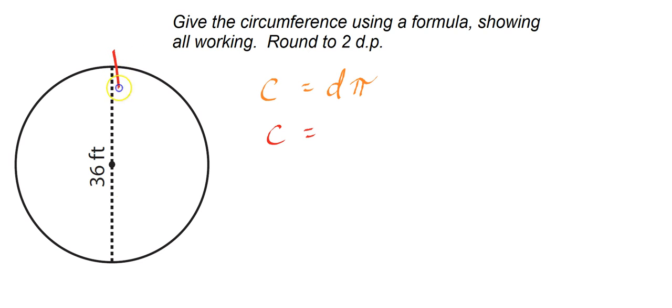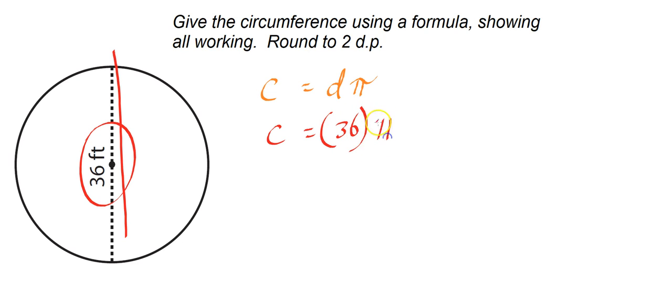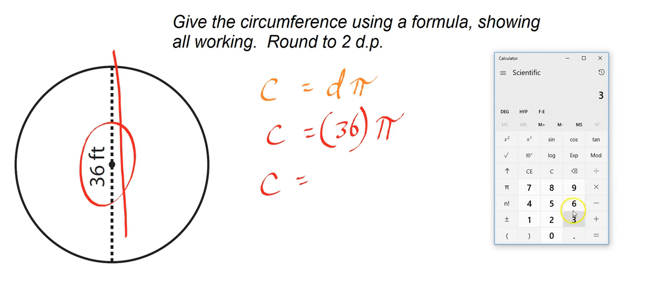We are given the diameter, and it's 36 feet. So 36 multiplied by pi, and it's probably a good idea to get a calculator out. So 36 times pi equals 113.097. We have to round to 2 decimal places, so 113.097.